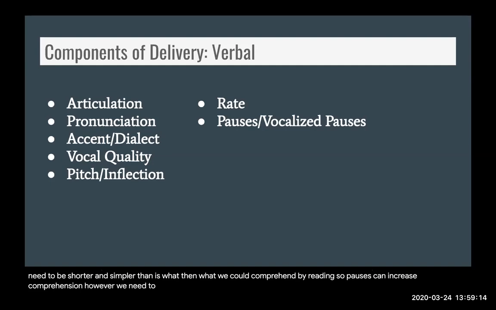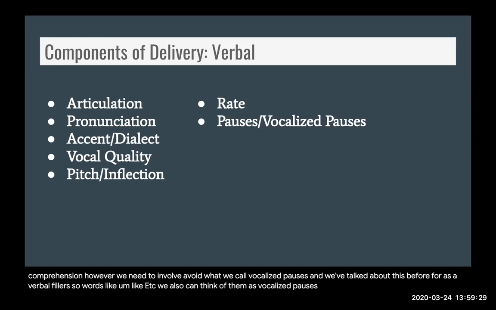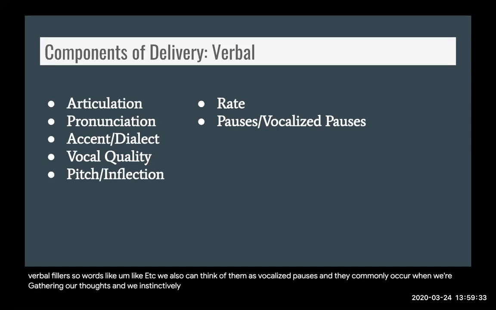However, we need to avoid what we call vocalized pauses, and we've talked about this before as verbal fillers. So words like "like," etc. We also can think of them as vocalized pauses, and they commonly occur when we're gathering our thoughts and we instinctively try to fill that silence. When overused, they can be distracting and they can give the impression of a lack of preparation.